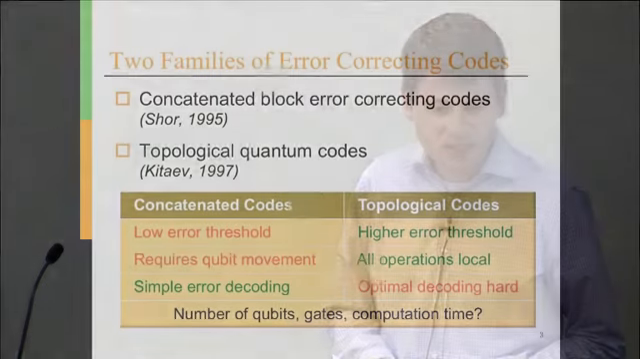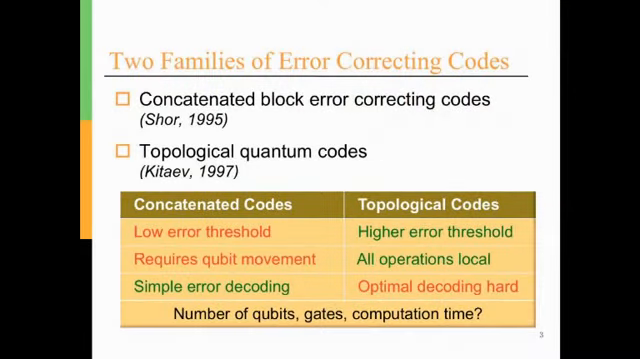The two main families of quantum error correcting codes that can address these errors are the concatenated codes, which were developed starting with the work of Peter Shor in 1995, and topological error correcting codes, which started with the work of Alexei Kitaev in 1997. Both of these code families have some advantages and disadvantages, and these are summarized in this table. The topological codes have much higher error correction threshold, which means they can tolerate much higher error rates. And also, computation with the topological codes can be done using local operations.